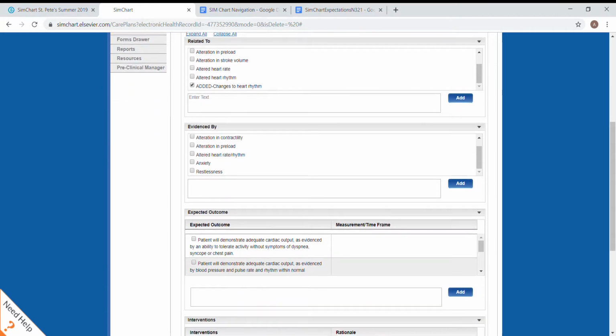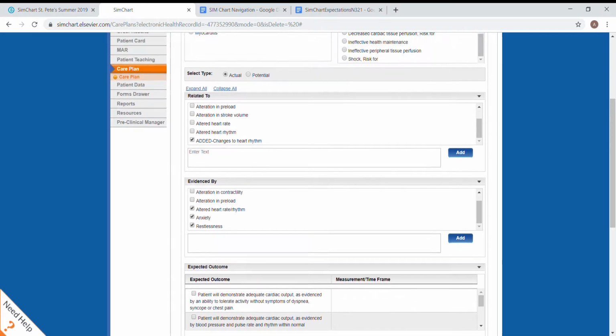Now your as evidenced by is going to be something that you can physically see, you can measure, or the patient reported to you. If you have alterations in afterload or contractility, then you're going to see physical signs and symptoms on the patient, such as shortness of breath, a fib, a flutter, lower extremity edema, things like that. For this one, I'm just going to put altered heart rate and rhythm because the patient, if you remember, was sinus tachycardic. And then we're going to say anxiety and restlessness.